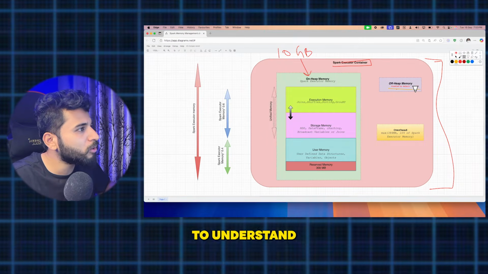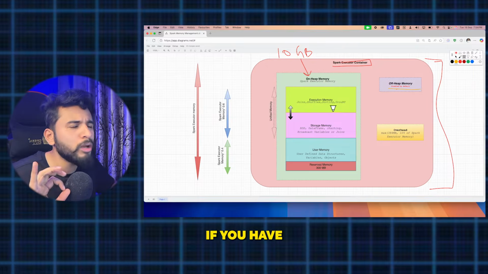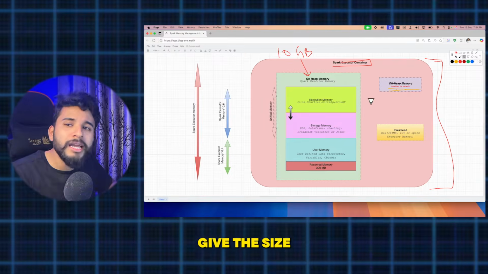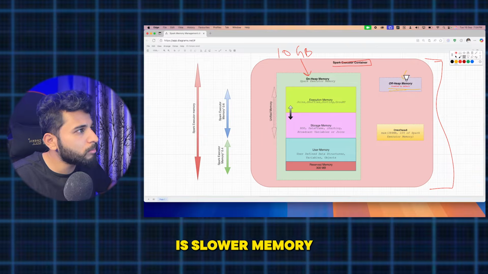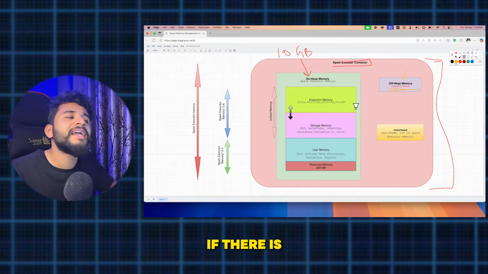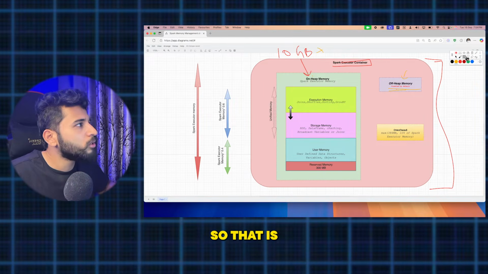It is very important to understand this point: it is disabled by default. If you want to enable it, you have to give a command to enable it, and you have to give the size also. It is not preferred, because it is slower memory compared to the on-heap memory. So basically we don't prefer that. If there is a requirement, we would rather increase the size of memory.